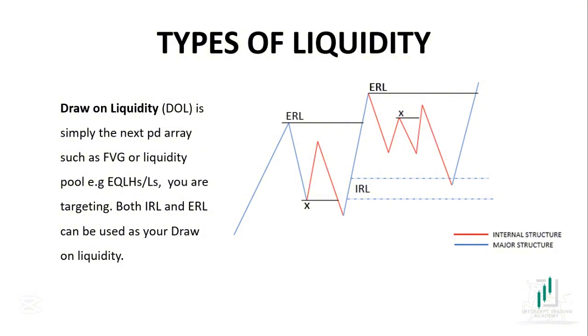Like in this example, we had hit an internal range liquidity, which was a fair value gap, that was our key level. We would anticipate our draw on liquidity to be this high, or this major range high, according to our trend in this example.